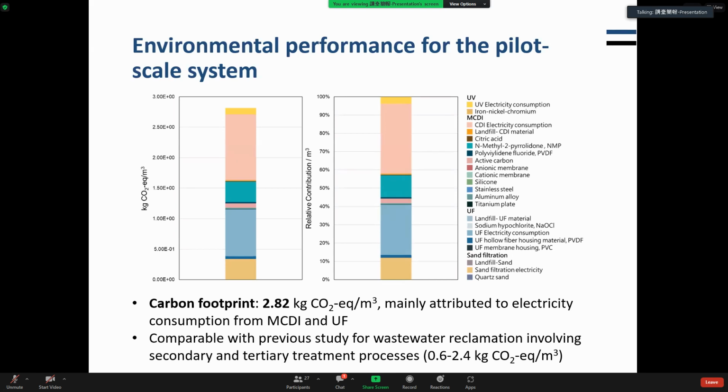But these results, without surprise, are actually comparable with previous studies, where most wastewater treatment or wastewater reclamation systems have about 0.6 to 2.4 kilograms of carbon dioxide equivalent for the production of 1 cubic meter of water.